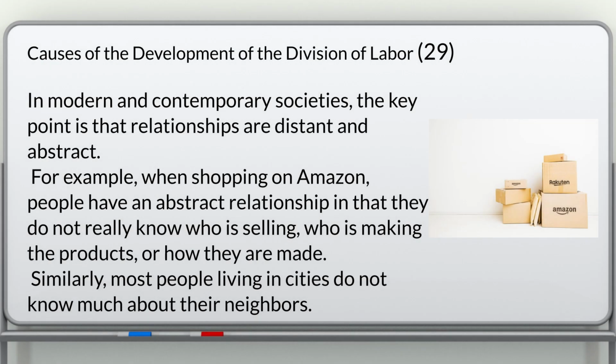In modern and contemporary societies, the key point is that relationships are distant and abstract. For example, when shopping on Amazon, people have an abstract relationship in that they do not really know who is selling, who is making the products, or how they are made. Similarly, most people living in cities do not know much about their neighbors.